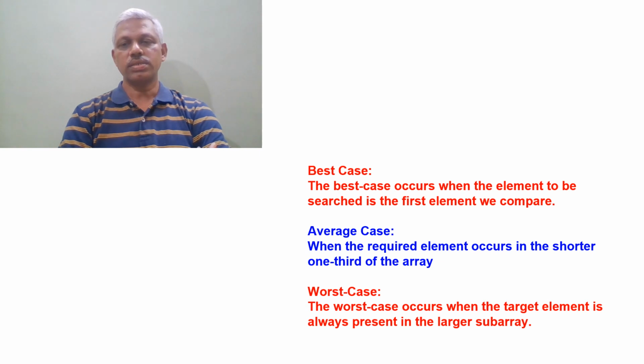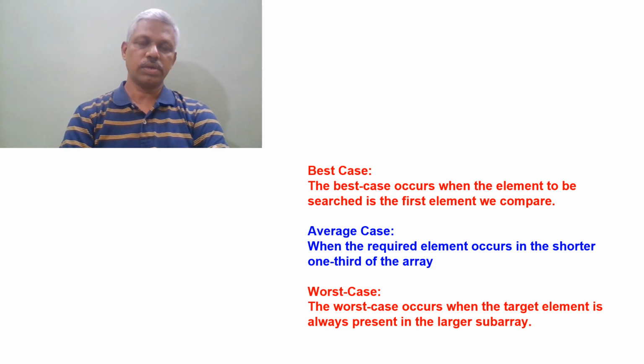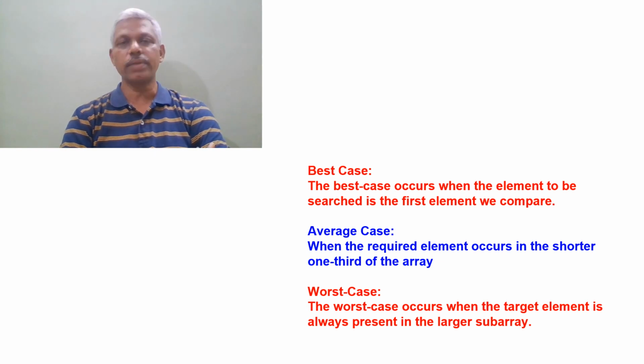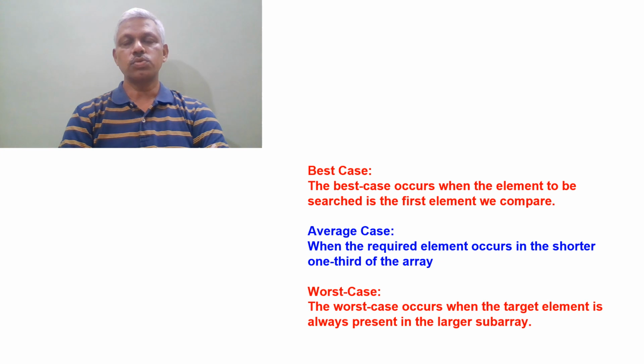And the worst case occurs when the target element is always present in the larger subarray, because every time we are dividing into two parts, the 1/3 and 2/3 part, if the key value lies in the 2/3 part, we have to gradually move towards the 2/3 part and it becomes the worst case. In the average case, of course, which is when the key value lies in the 1/3 part, if it always lies in the 1/3 part, the minimum number of comparisons are required.